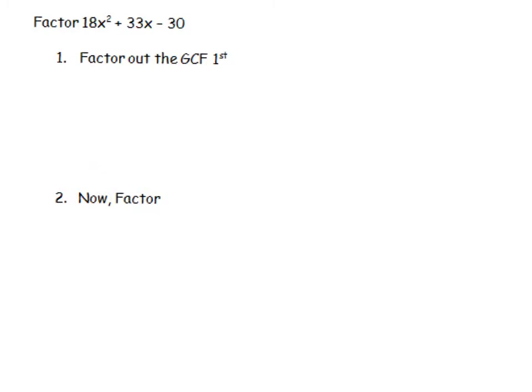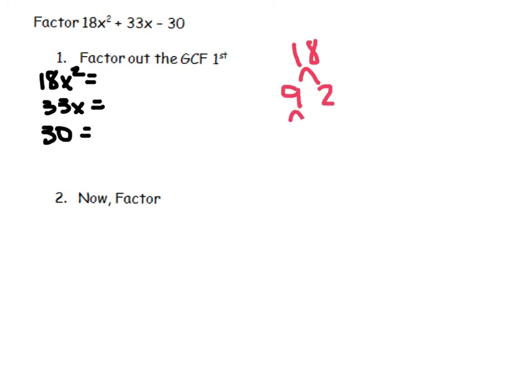Notice the first thing I need to do is factor out the GCF first. So I'm going to write this out, 18x squared equals so on and so forth. Alright, so numbers that multiply to 18. Remember, you can always make a factor tree if you need to. Okay, 18, I know I can do 9 times 2, but then 9 breaks down to 3 times 3. Those are my 3 prime numbers, so that's what I have here. 3 times 3 times 2.